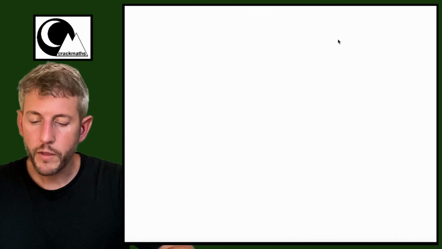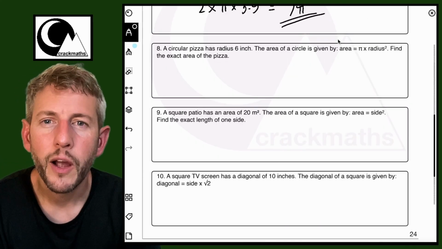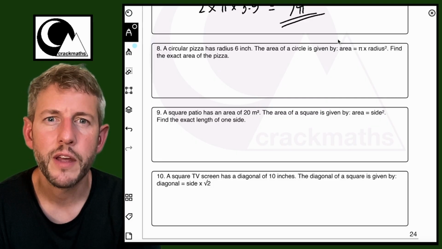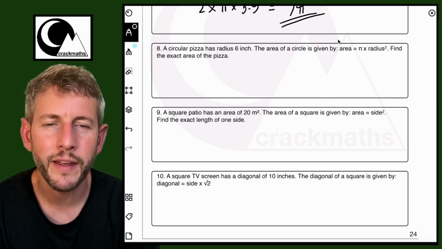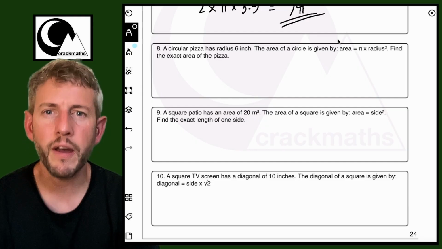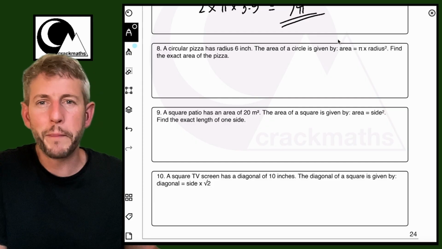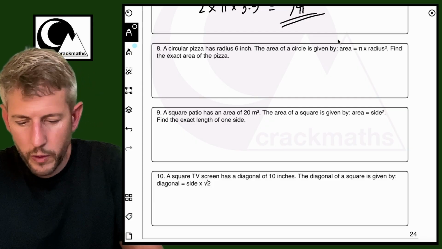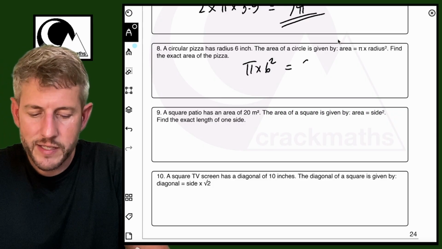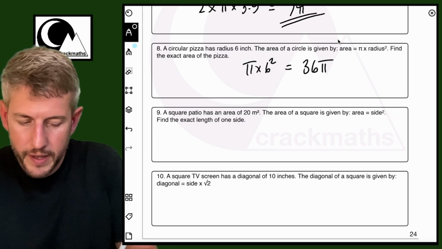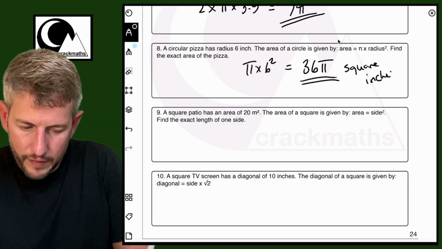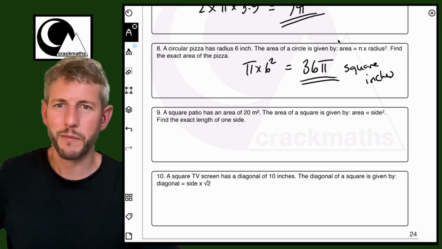Question 8 says a circular pizza has a radius of 6 inches. The area of a circle is given by area equals pi times radius squared. Find the exact area of the pizza. So we've got pi times 6 squared. 6 squared is 36, so this is 36 pi, and that is square inches. That makes sense because pizza is always measured in inches for some reason.